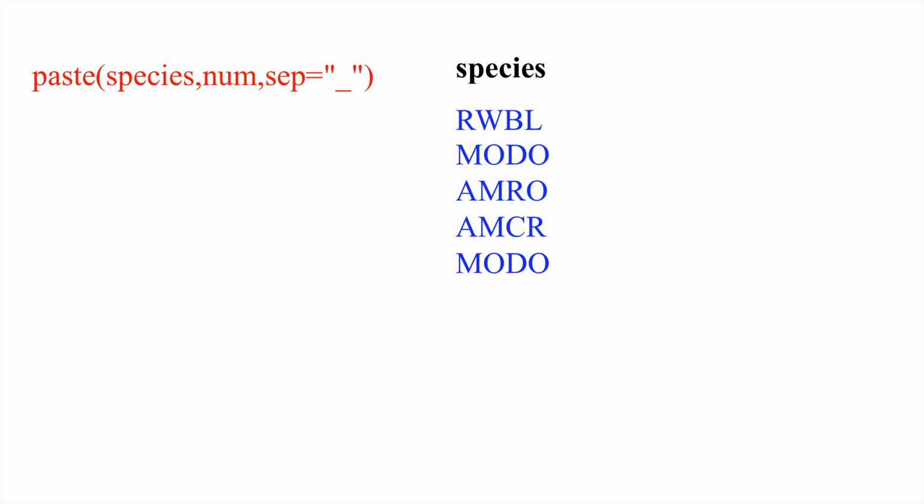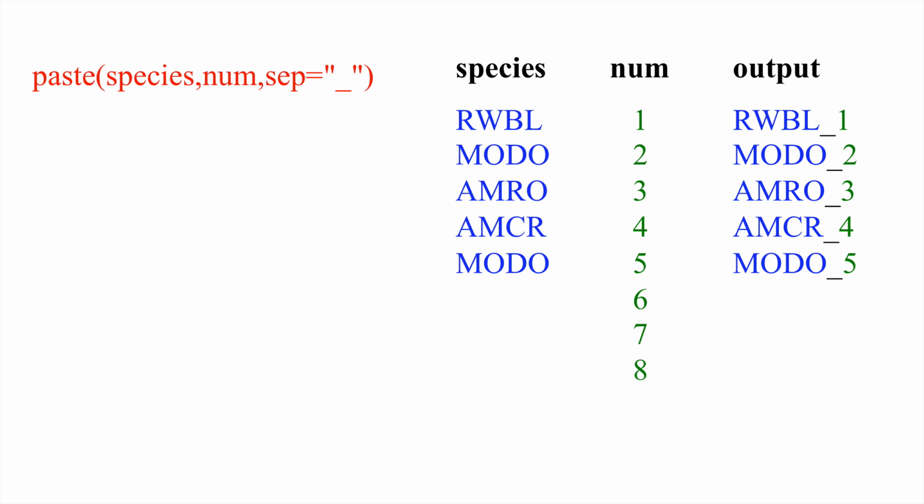So here's the code that we typed into R. Here are the elements of the species vector, and here are the elements of the num vector. Now in terms of the output, it is easy to determine what the first 5 elements are. Simply the species and underscore and the corresponding ID number. I've color-coded the output here for you so that you can clearly see where the different parts of the output are coming from.